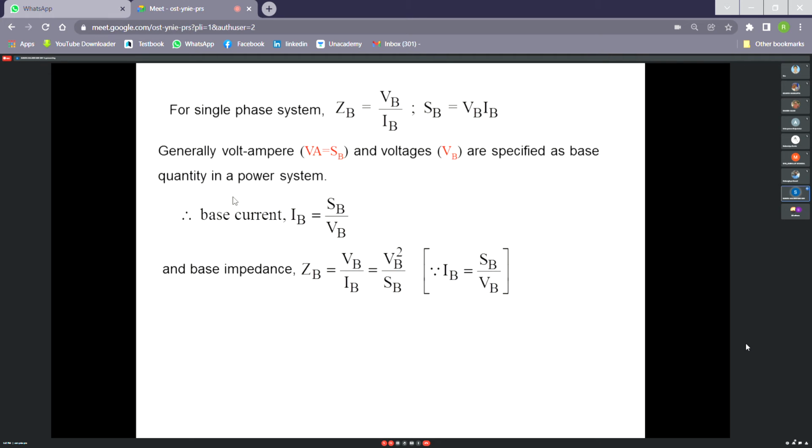Then from there we can calculate base current. This is a single phase system, so base current is MVA by V. Obviously for three phase it will involve root 3. Now base impedance is voltage by current. Now current we can write as power by voltage. So if we replace current by power by voltage, it will come as VB square by SB. From there, in the opposite way, we can calculate admittance also.